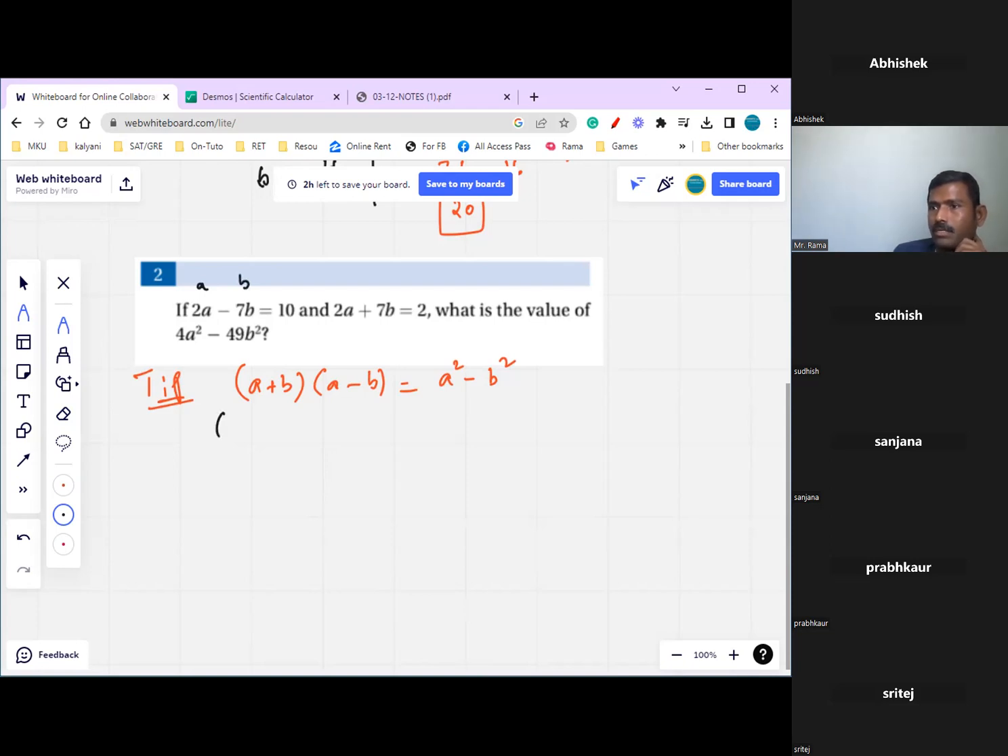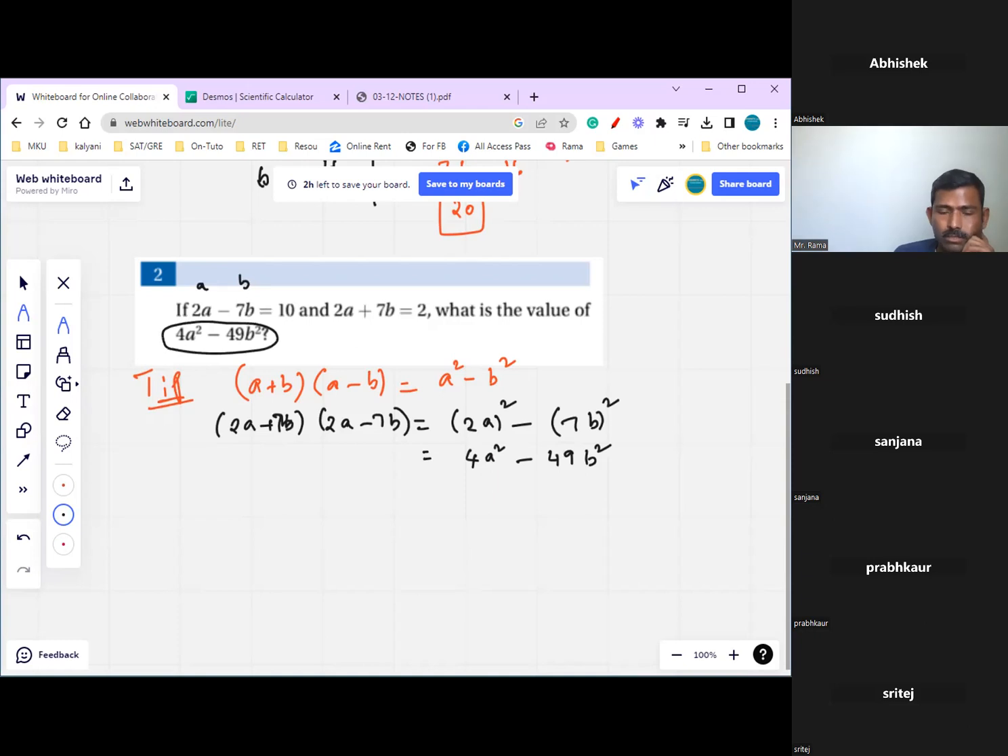So I have 2a plus 7b and then 2a minus 7b. If I follow the formula, a squared, which is 2a squared, minus b squared, which is 7b squared. If I expand it, what I get is 4a squared minus 49b squared. Okay, it's the same thing they're asking about. You see that? That's what they're asking about.